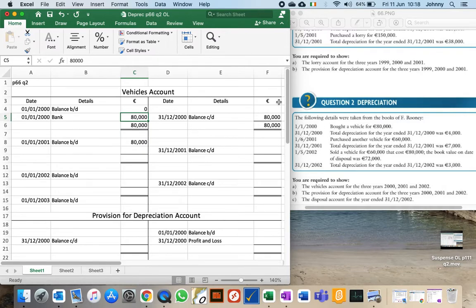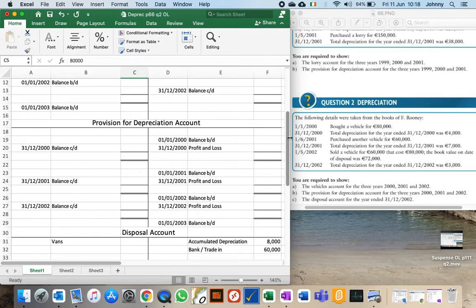The provision for depreciation account stores all the depreciation that happened over all the years that I own these vehicles. So total depreciation for the year was 4,000. We had no depreciation at the beginning because we had no vehicles. This balance would have been all the depreciation written off over all the years up to 2000, and we had no vehicles, so we had no depreciation written off. During this year, we wrote off depreciation of 4,000. So that's profit and loss, or you might put depreciation in there as well.